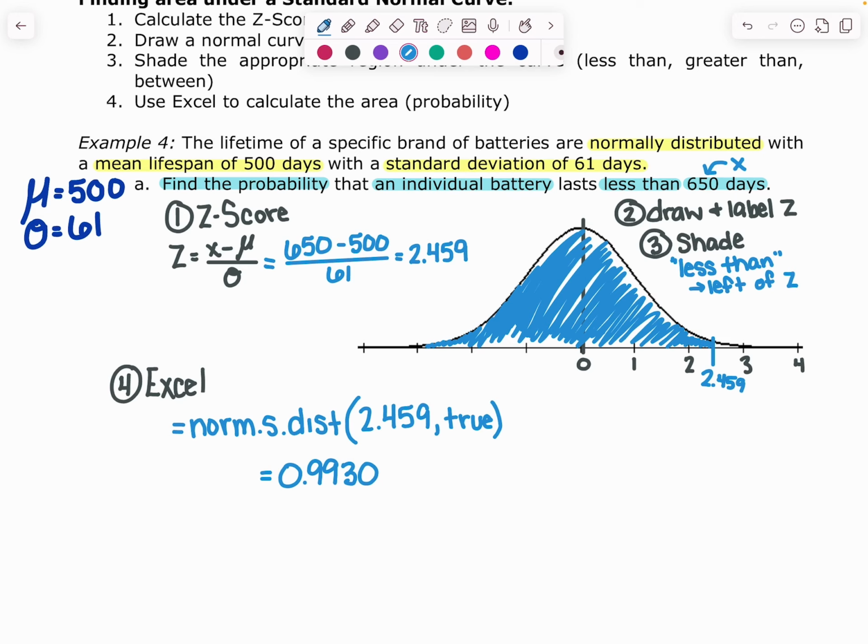And that looks pretty good. That's close to 1. It's not equal to 1, so it does show that we have a little bit of area unaccounted for, but it's really high. So this is how you find the probability using the normal distribution of something less than.